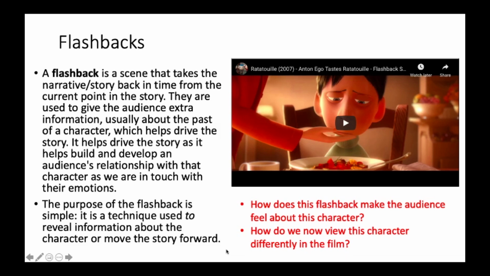All right, now I'm going to show you an example here. So I'm not sure if any of you are familiar with the film Ratatouille. I hope you are because it's a fantastic film. But I'm going to show you this flashback here now in the film Ratatouille. So just quickly, we will watch this together.